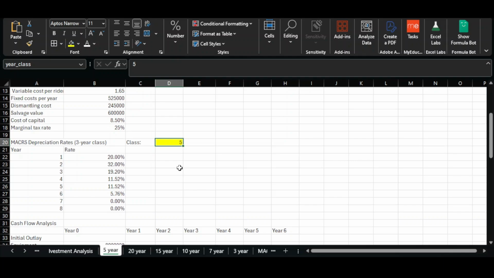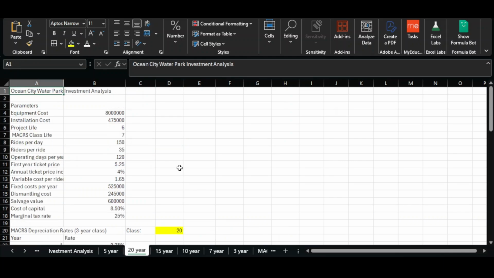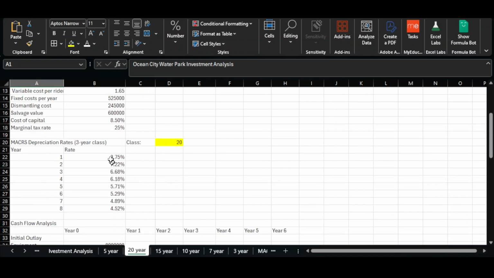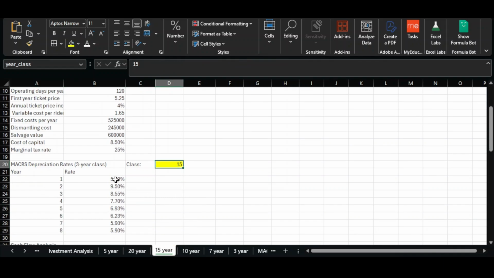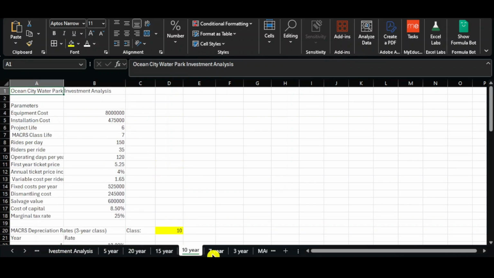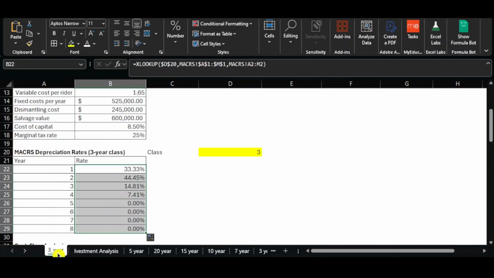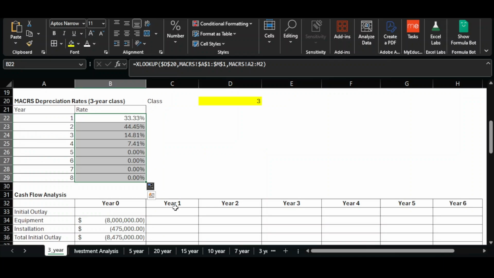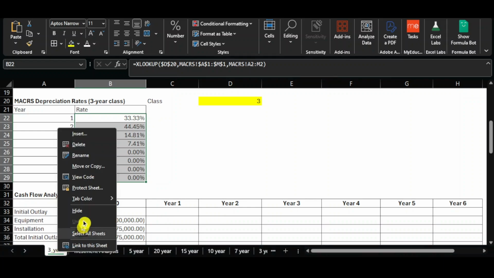Okay, this is the 5-year class. This is the 20-year class. All right, this is the 15-year class. Okay, and so on until you get to all the years. And how did I do that? I simply, when you're done here, you can already duplicate it again. So you can make them until the 20-year.